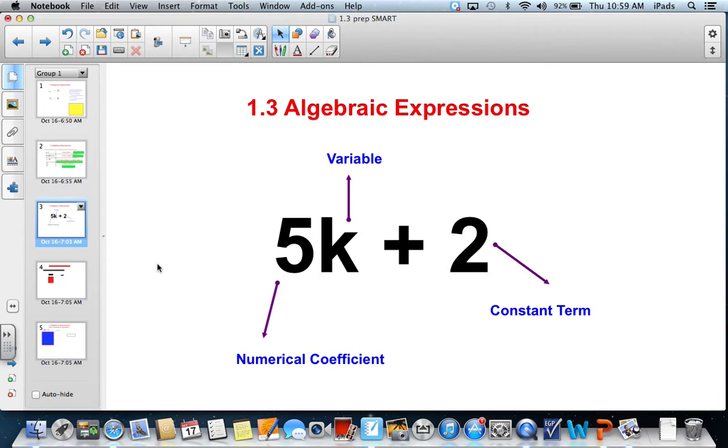And the 2 is a constant term. The 2 isn't directly affected by the k like the 5 is. So you just need to remember those names. If I ever mention the variable, it is the letter. The numerical coefficient is any number that is attached to the variable, and the constant term is always the one being added or subtracted. Sometimes you won't have a numerical coefficient, and sometimes you won't have a constant term. It might be 5k or k plus 2, but you'll have a variable no matter what.